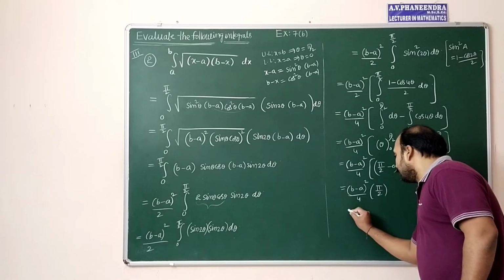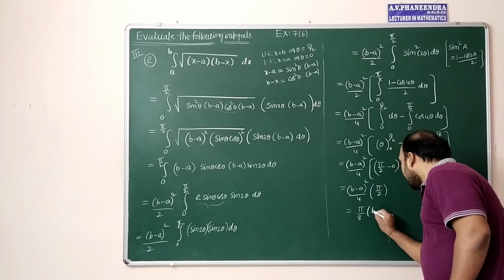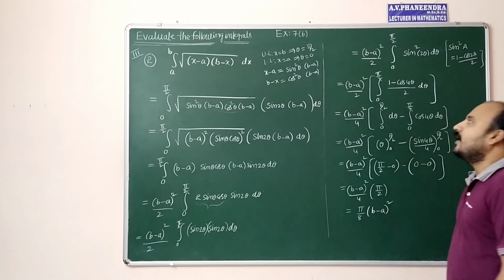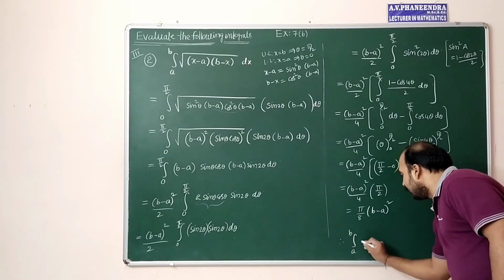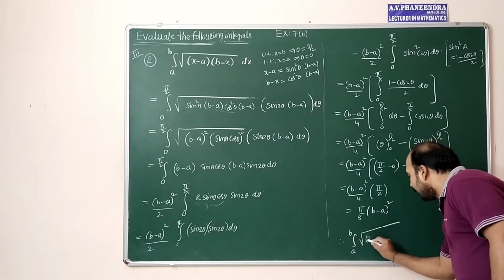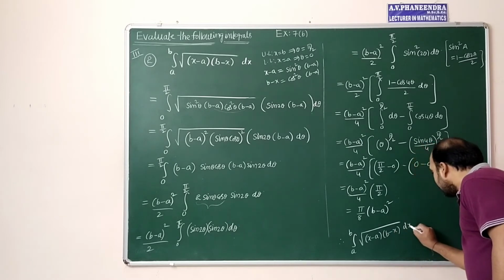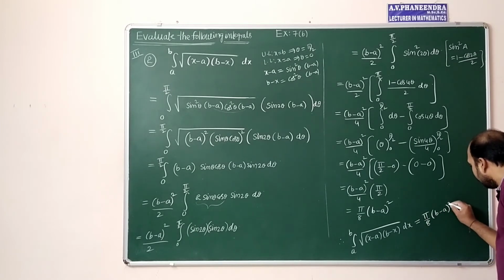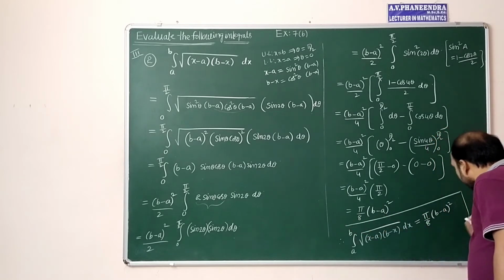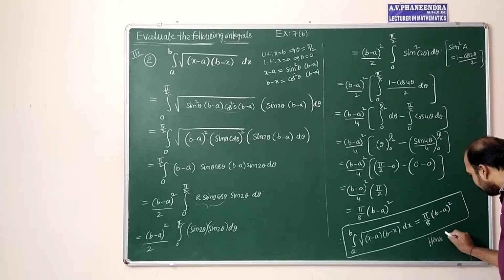Which is equal to pi by 4 into 2 is 8, (b minus a) whole square, and hence the result. Therefore the integral a to b of square root of (x minus a) into (b minus x) into dx is equal to pi by 8 into (b minus a) whole square. Hence the result.